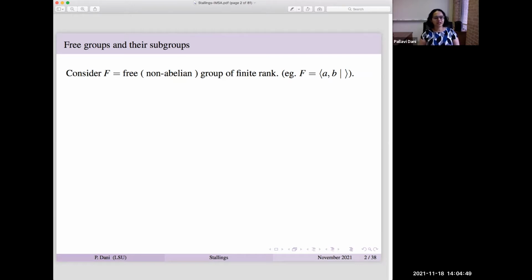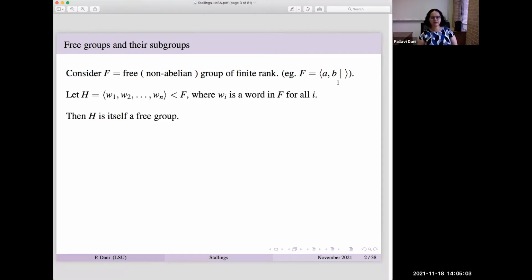So let F be a free non-abelian group of finite rank. For definiteness, I'm just going to say F is the free group generated by two generators A and B. So consider some finitely generated subgroup H, which is given by some finite list of elements W1 up to Wn. Each Wi here is some word in the generators A and B. Now it's well known that H itself is a free group.